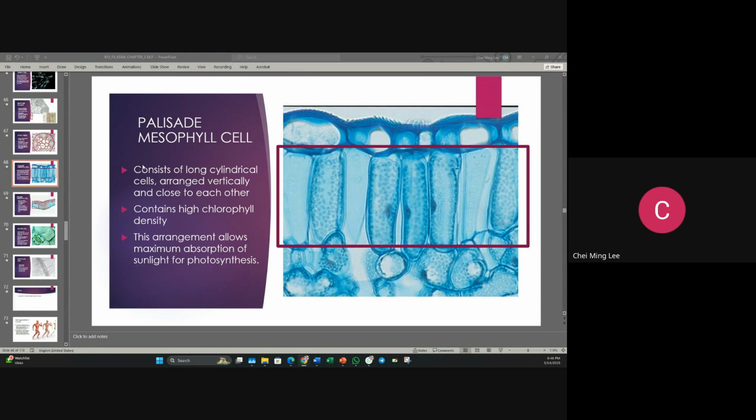Okay, so it consists of long cylindrical cells arranged vertically and close to each other. It contains high chlorophyll density, and the arrangement allows the maximum absorption of sunlight for photosynthesis.